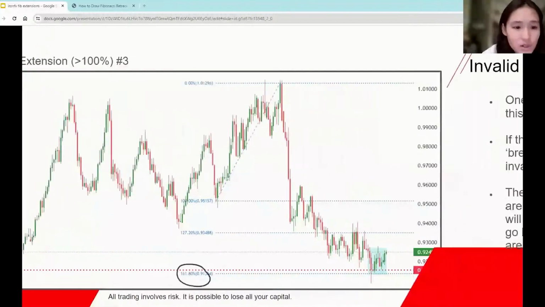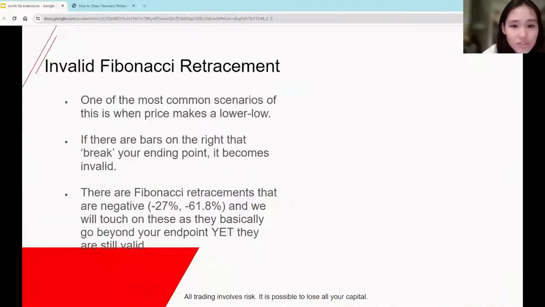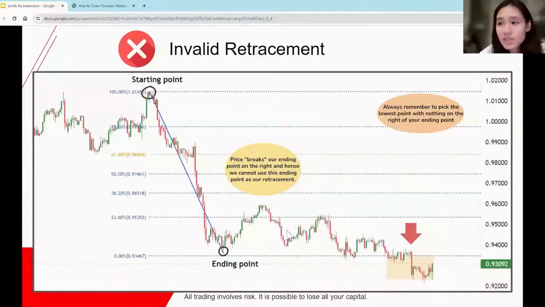Okay, let's move on. So we talked about invalid Fibonacci retracements earlier. And I did mention as well that the fib retracements that are negative are still valid. And this is an example here. So our starting point is here, ending point here. Price breaks our ending point, as we see from this area over here, under the red arrow that I pointed out here. And once it breaks out of it, it's no longer valid.